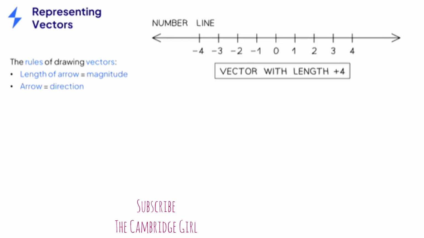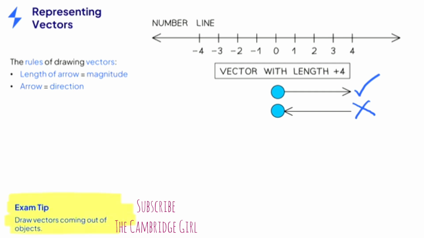Vectors must be drawn clearly and adhere to certain rules. The length of the arrow must represent the magnitude of the vector, and the arrow must show the direction of the vector. For example, we want to draw a vector of length 4 in the positive direction. This is shown correctly here. This arrow, however, is the correct length but facing in the wrong direction to represent the vector correctly. Always draw your vector arrows coming out of the object, not going into it.